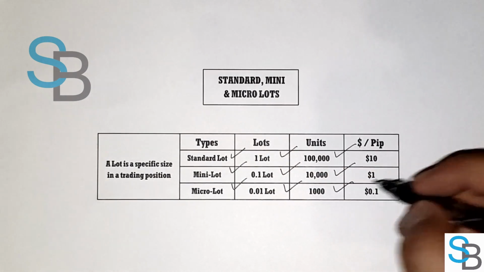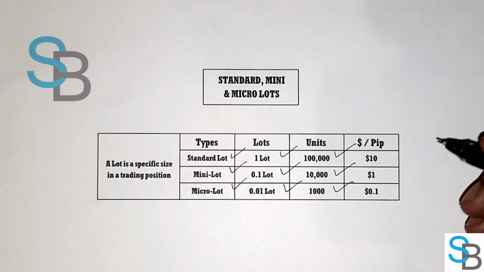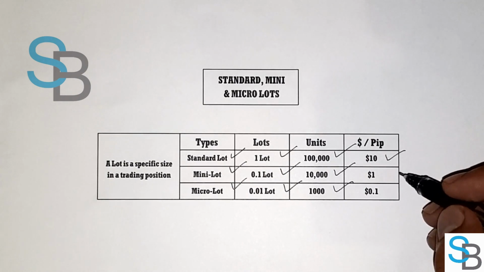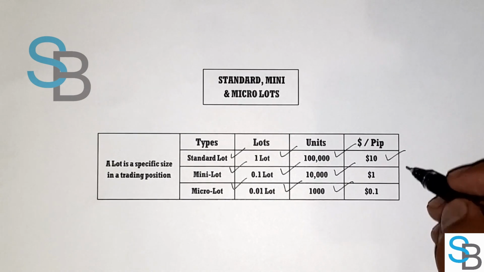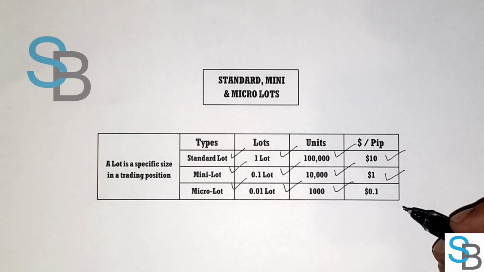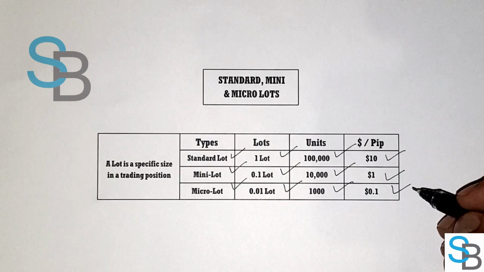Let's say you trade 1 lot of Euro-USD, you would make or lose $10 for every pip it moves up or down. Same way for 0.1 lot, you would profit or lose $1 per pip movement. And for 0.01 lot, it's $0.1 for every pip.